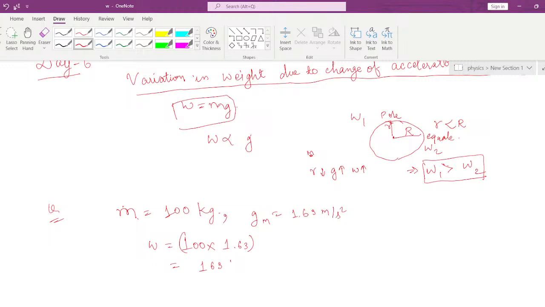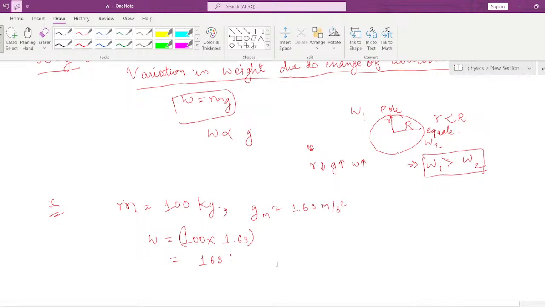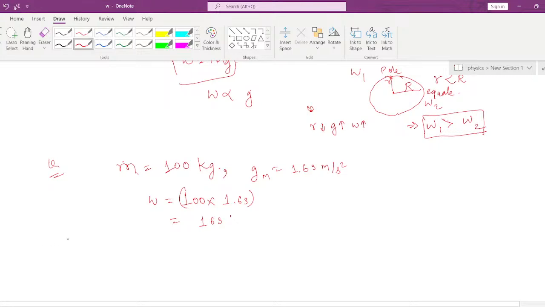Moving toward the other topic, further we are moving on to the topic of free fall.